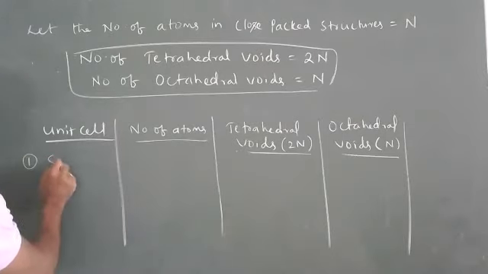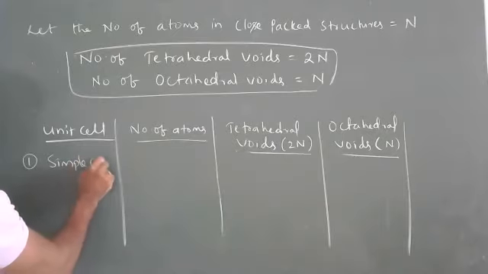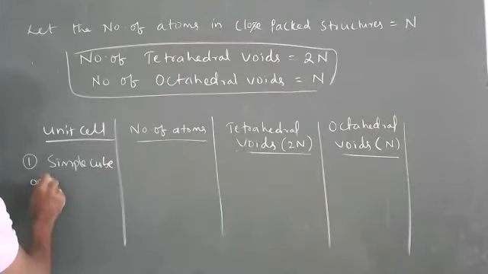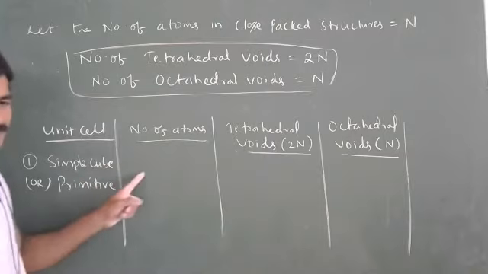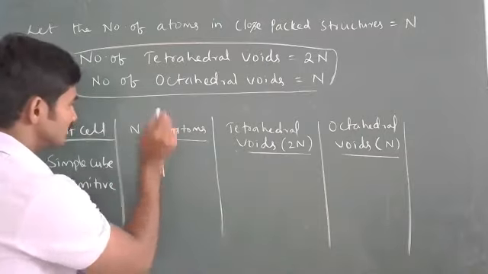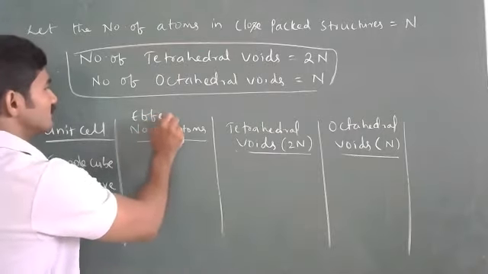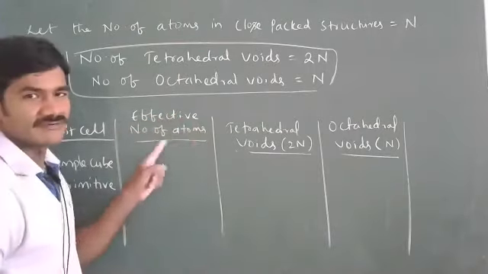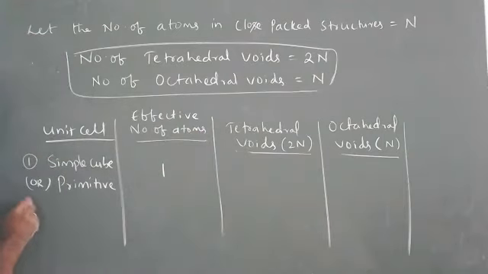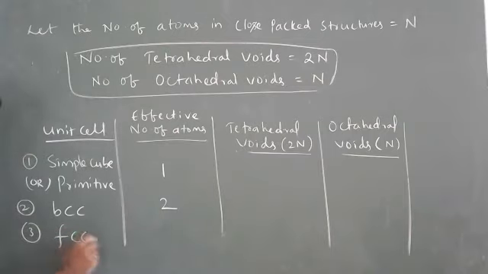First one is simple cube. This is also called primitive. Primitive number of atoms is 1, meaning the effective number of atoms. I'm writing here effective number of atoms. Second one is BCC, number of atoms is 2. Third, FCC, number of atoms is 4.